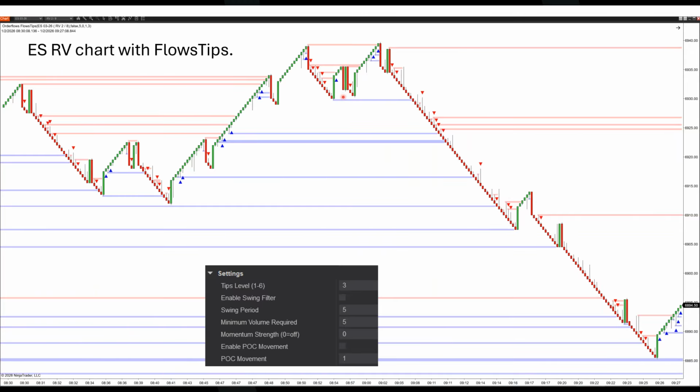Yeah, I can do without these trades here, but I could definitely live with this 40-point sell-off here from 69.30 down to 68.90. Even up here is a nice move up, nice little move down. Again, tips level 3, momentum strength 0. On an RV chart or a Renko chart, I tend to turn off momentum strength just because it's a momentum chart by itself. So I don't need to try and get fancy and use momentum.